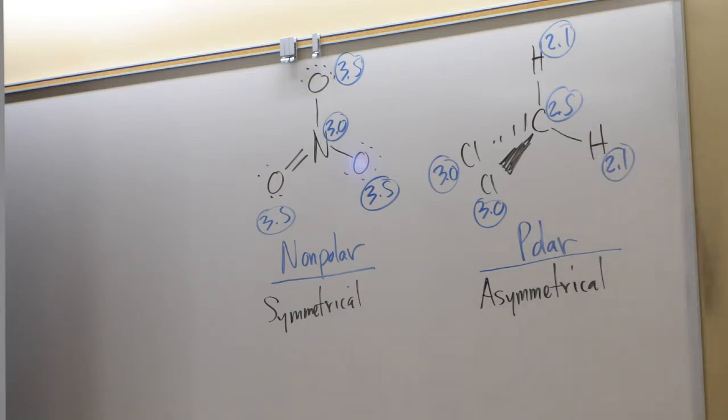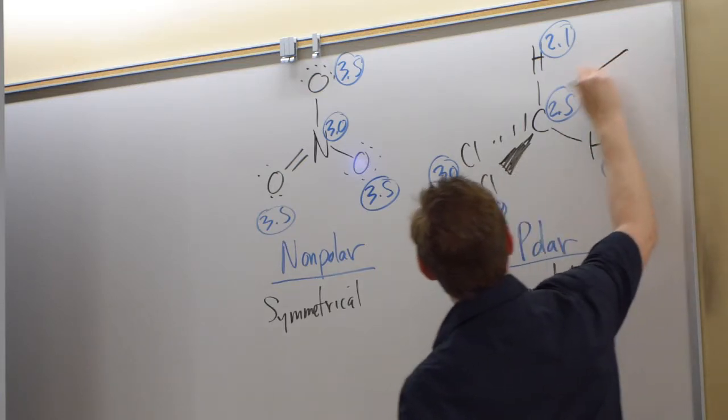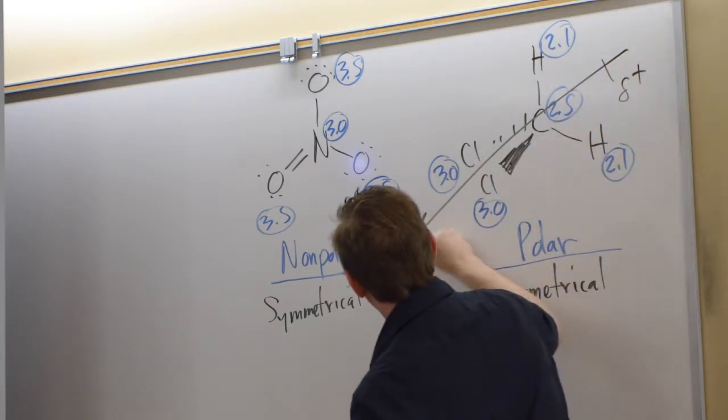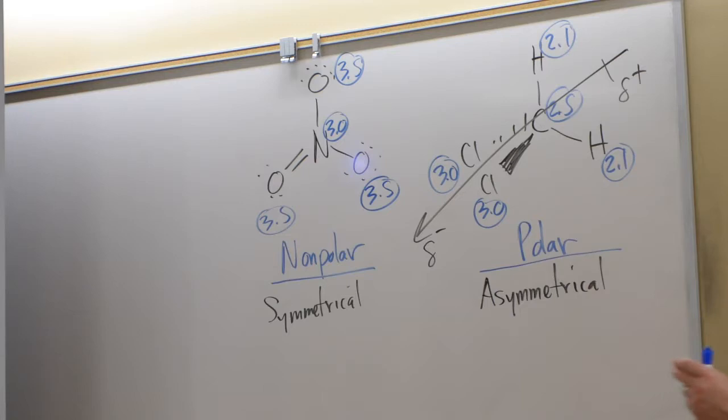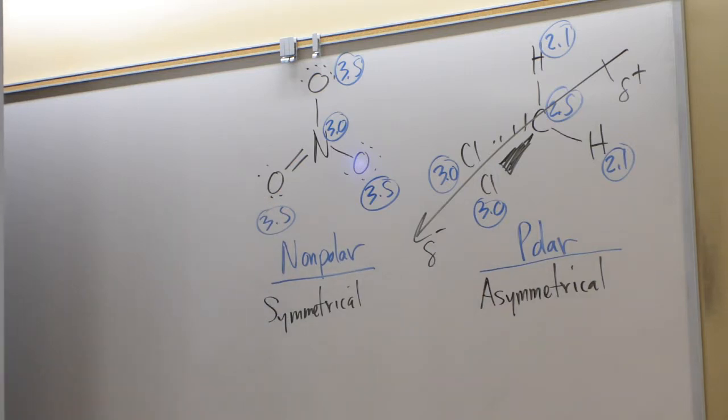Which way does the dipole moment point? It's going to be pointing towards the chlorines. So now I can draw a big arrow with delta signs telling me the direction of the dipole moment. That's this molecule right here.